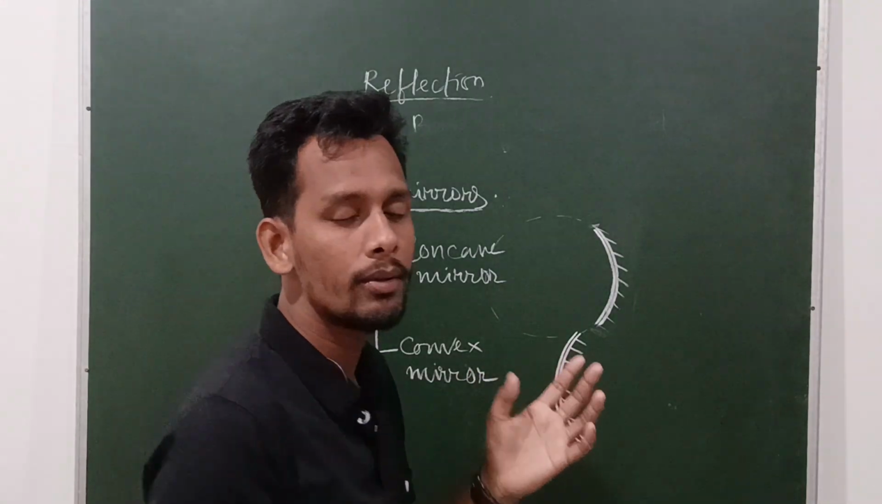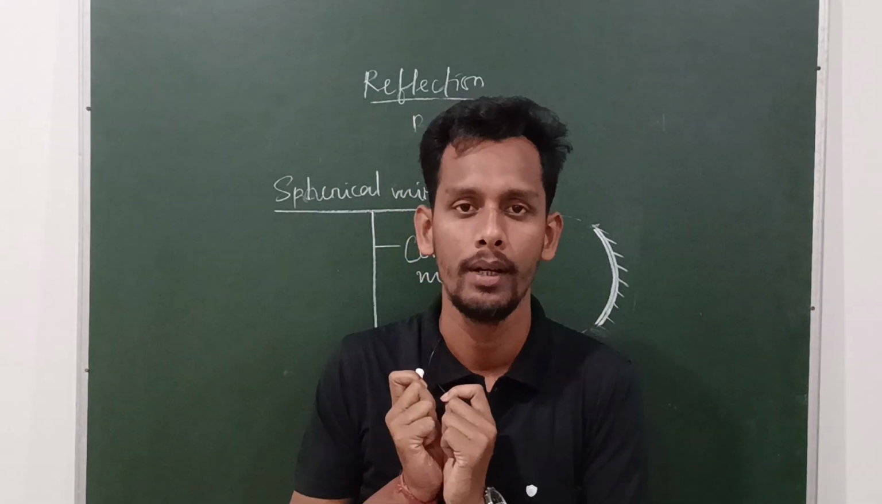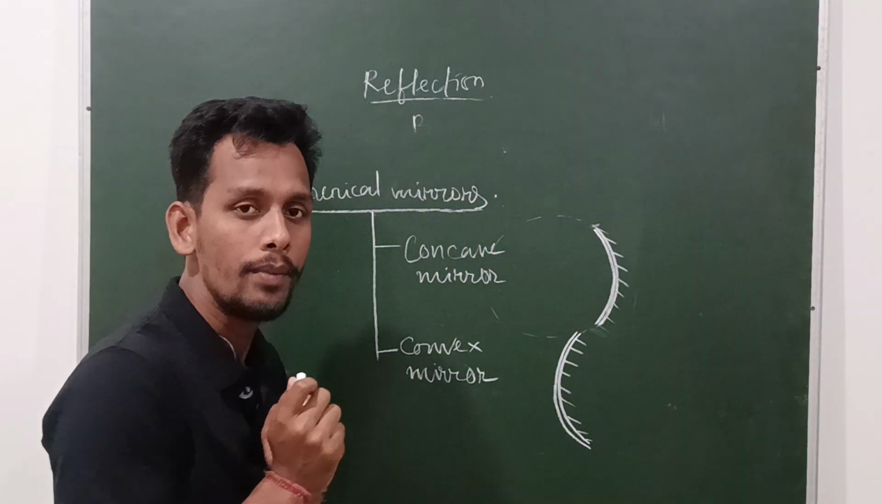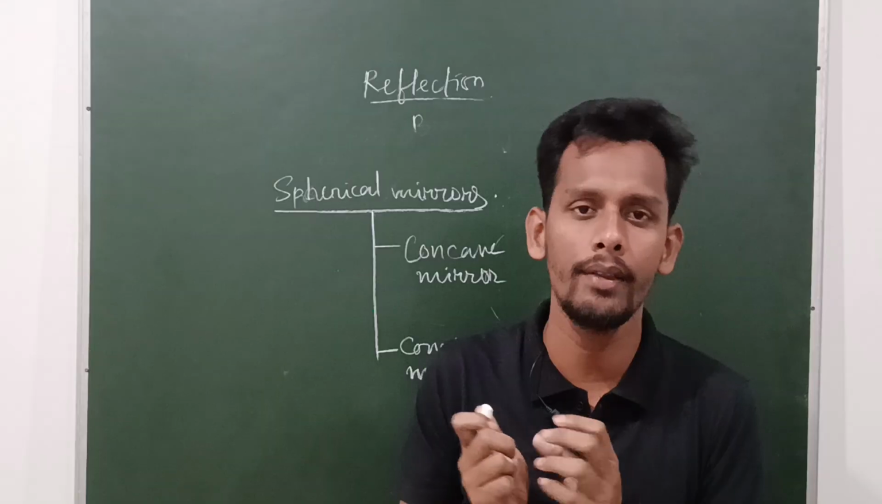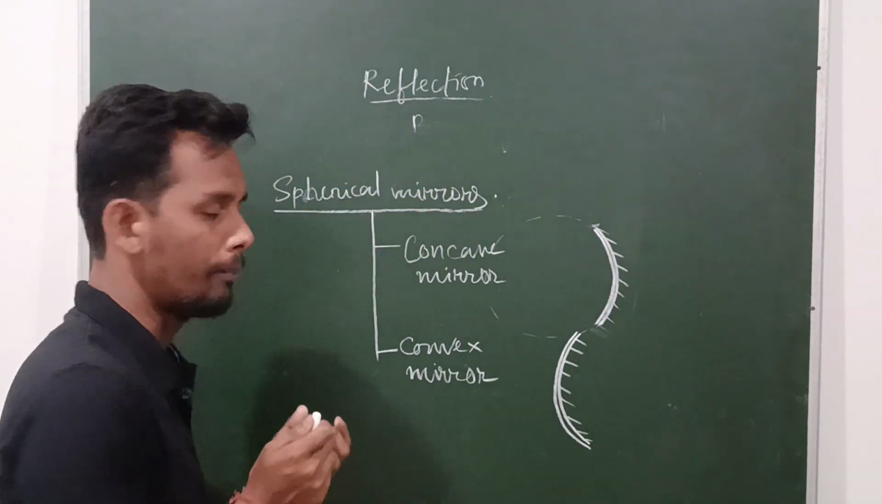Now we will discuss the different positions of image in case of concave or convex mirrors for different positions of the object. Object means in our surroundings, any type of objects. Different things may be different objects.